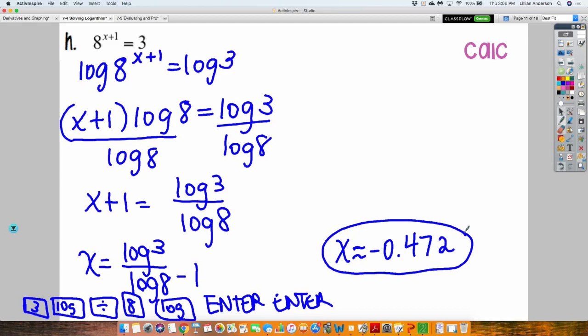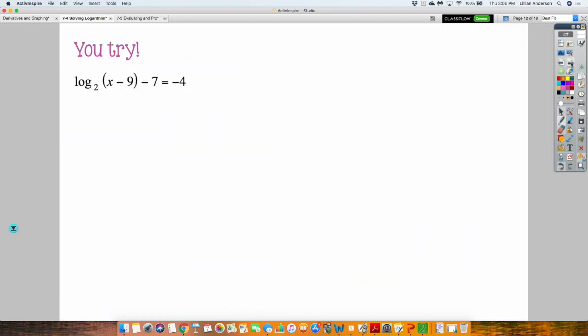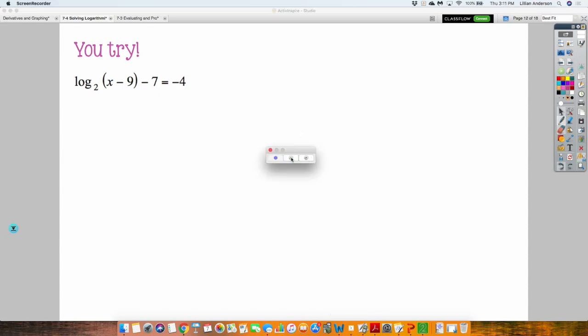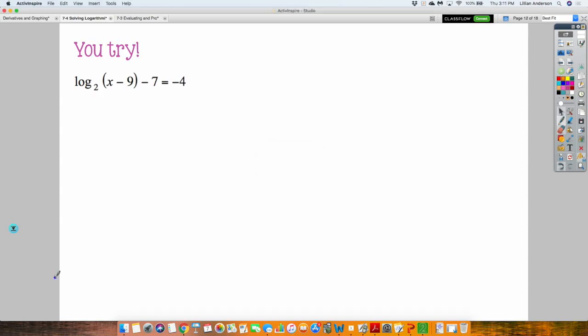Let's do some practice, okay? I want you guys to try this. This particular problem, it's 1 log on one side, which means you have to isolate it. It's not by itself. This logarithmic expression term has a -7 attached to it, so you got to get rid of that. So then this becomes log base 2 of x minus 9 equals 3.